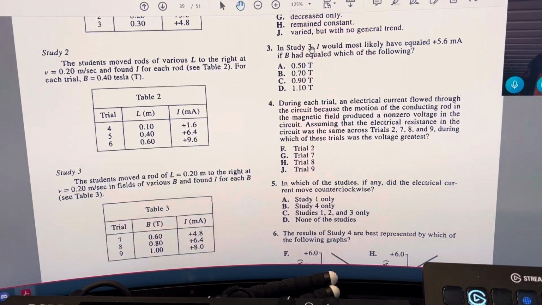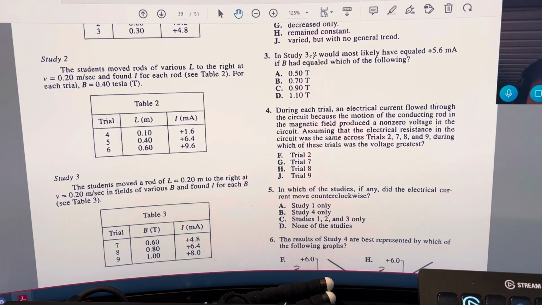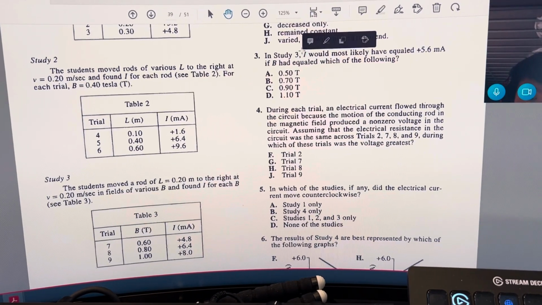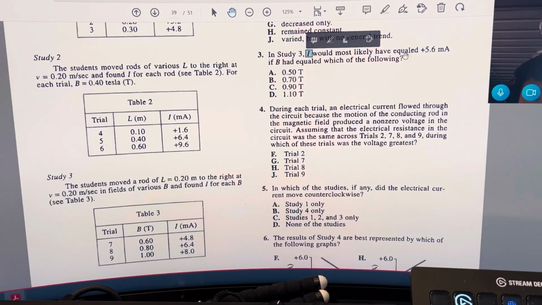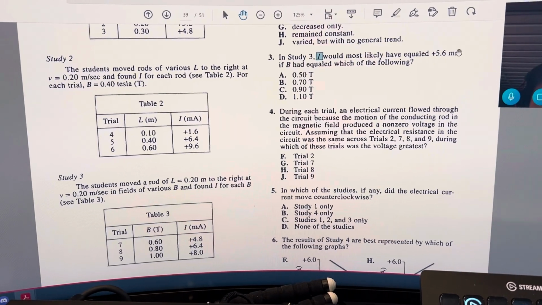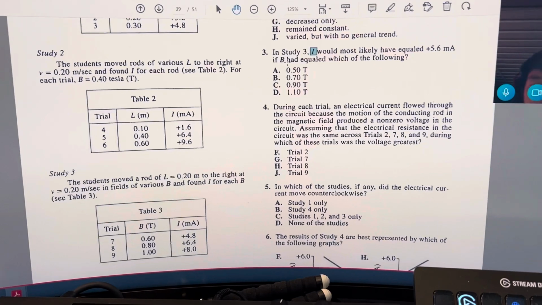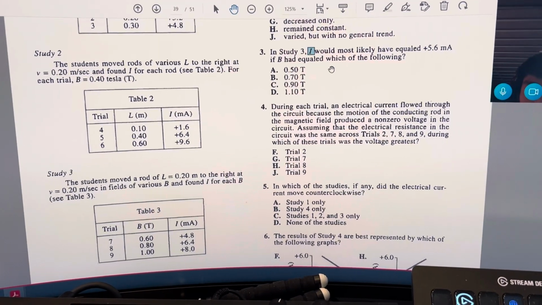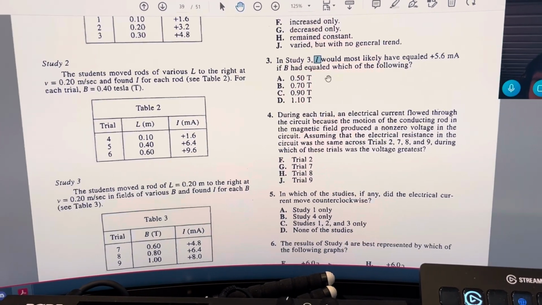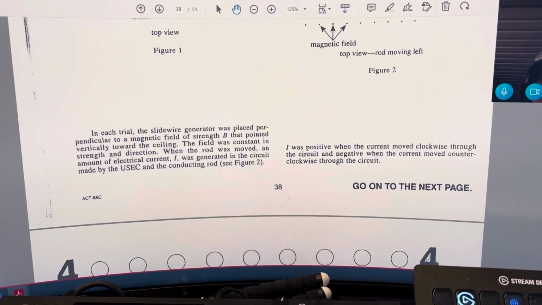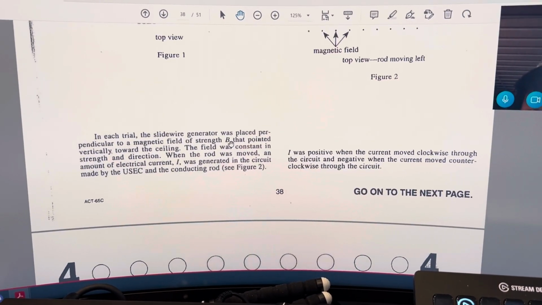Now they said in study 3, I would most likely, you're not going to read that as I. The electrical current would most likely equal 5.6 milliamps if you took physics and electrical. If B, what the heck is B? Remember what I showed you, you go up to the key. We're going to look for B. Here's B. Now, do you see that B says what?